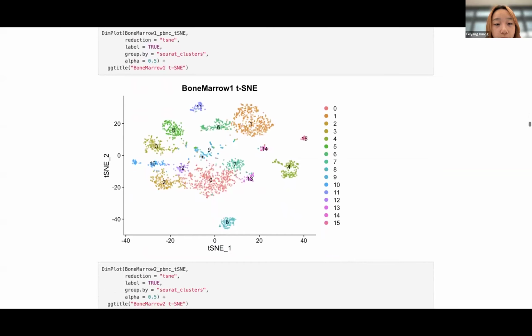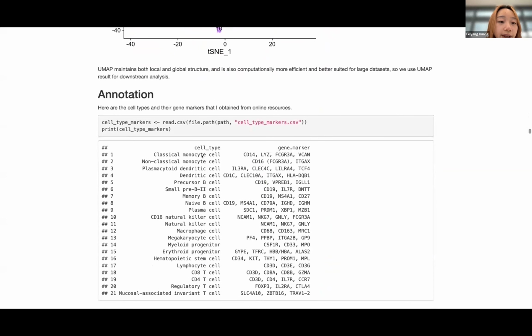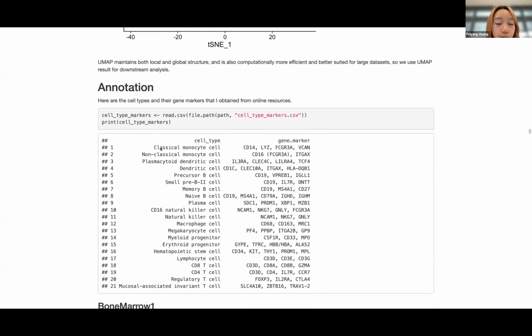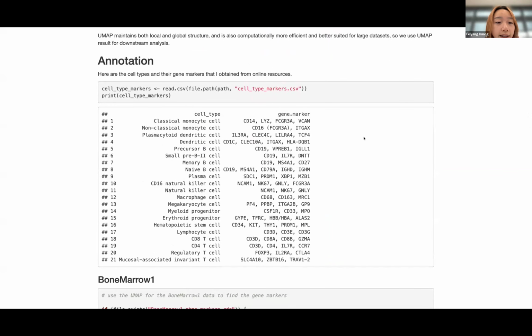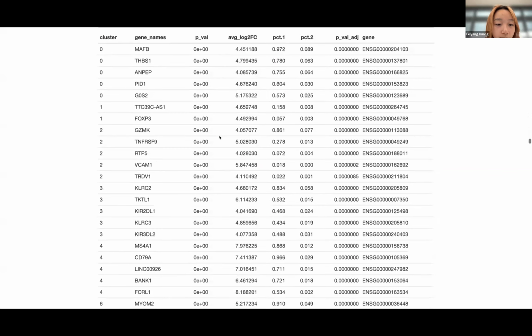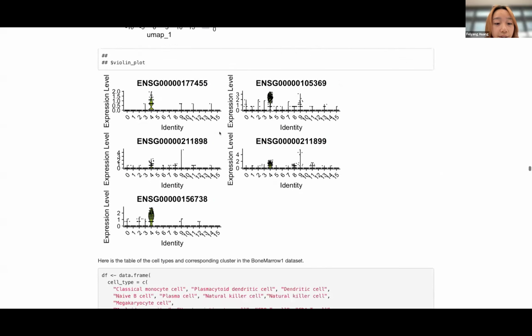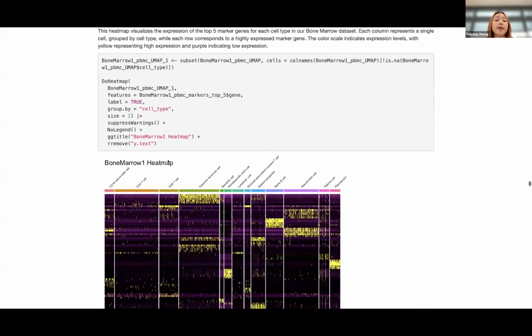So here we can see that all the results have very well spread clustering, but I will use the UMAP for the later steps because it maintains both the local and global structure. And here are the gene markers that I obtained from online resources. And here is the final result. I was able to find many cell types, and some of these clusters are still unassigned. Okay, I think that's all.